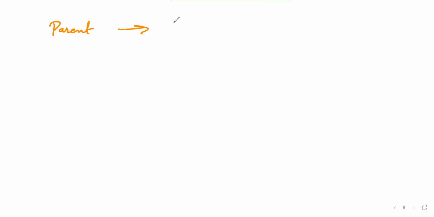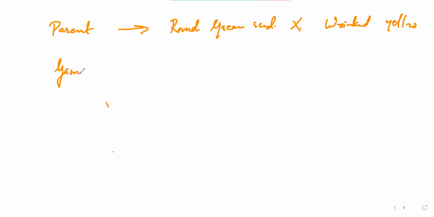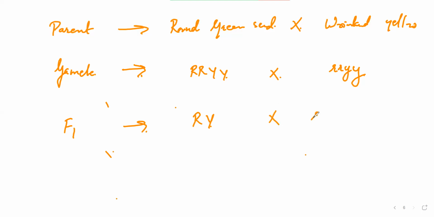So here we'll take round and green seeds, plus wrinkled and yellow seeds. Then the gametes will be, now instead of 2, here 4 alphabets will be written. So capital R, capital Y, and wrinkled yellow is recessive, both, so we'll write small. So in the F1 generation, whatever you're going to get is one capital R and one capital Y, and here one small r and small y.